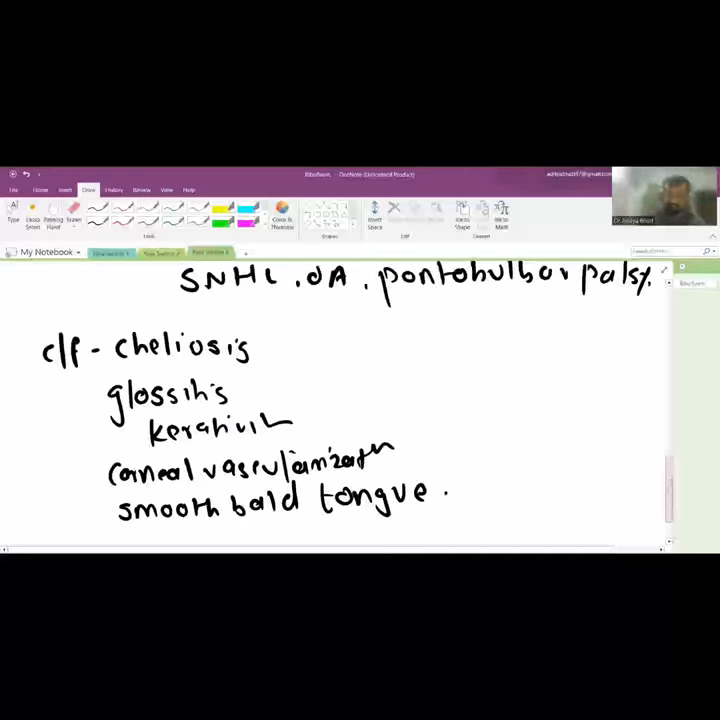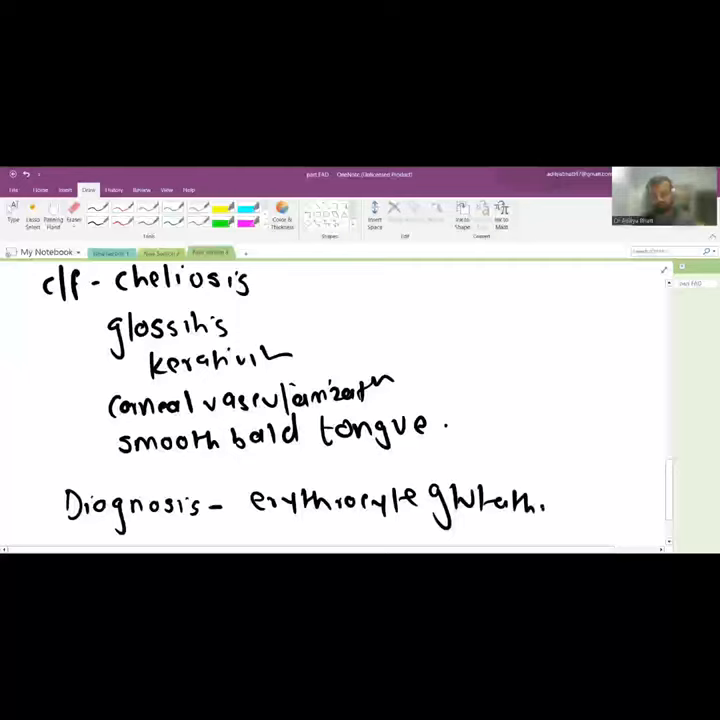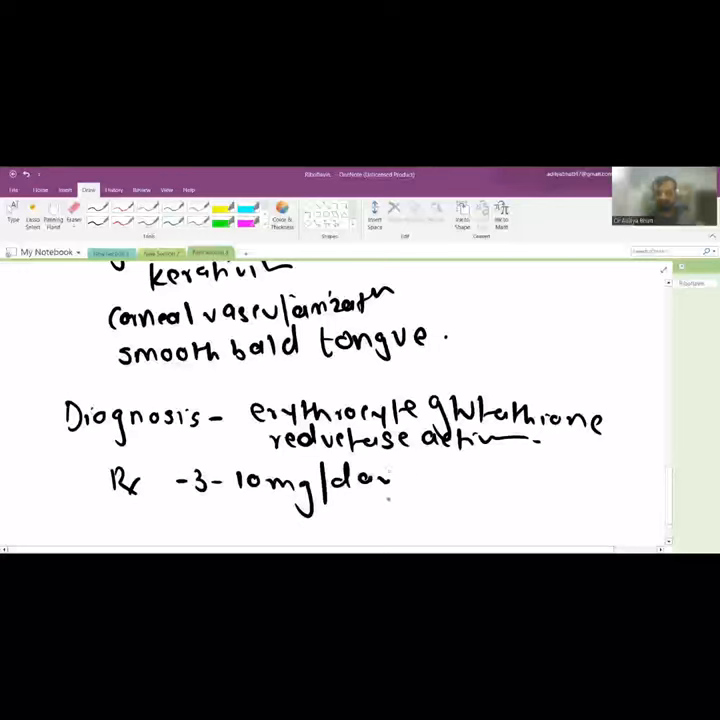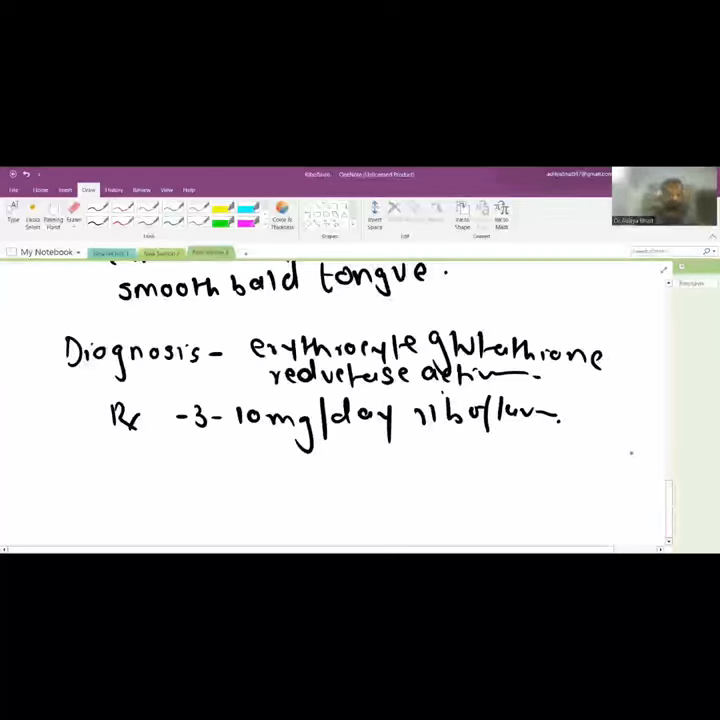Some studies have found that mothers who are riboflavin deficient have a higher prevalence of children with CHD, but it has not been established yet, so it has not been included in the causes of CHD. Diagnosis can be done by erythrocyte glutathione reductase activity; this is the enzyme we measure. The treatment of riboflavin deficiency is 3 to 10 mg per day of oral riboflavin. Or if BVVL is present and the patient is unconscious and you cannot give oral, then you have to give IV riboflavin, which is very difficult to procure anywhere.